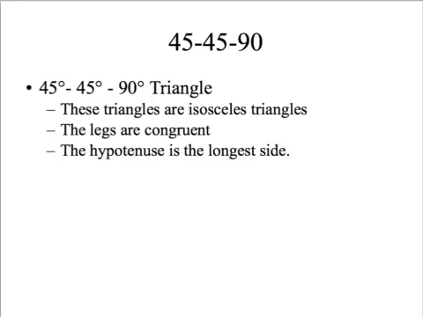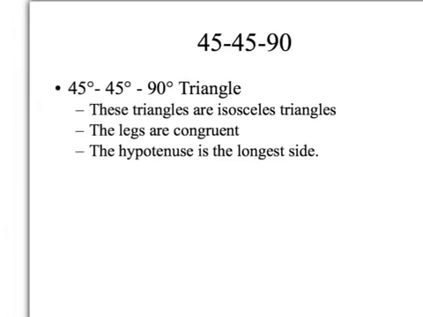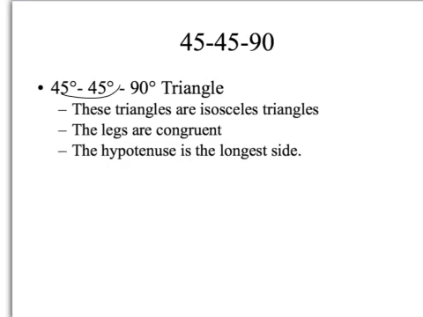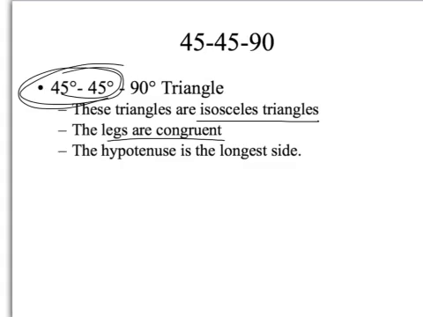Let's get started with the 45-45-90 triangle. Notice that with the 45-45-90 triangle, we've got two base angles that are congruent, right? That makes these isosceles triangles. That means our legs are congruent because these base angles are congruent, and our hypotenuse is the longest side, opposite, of course, our 90-degree angle. So let's take a look at what happens when we have a triangle like this and try to find patterns with those leg lengths.